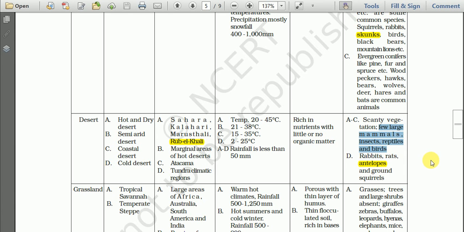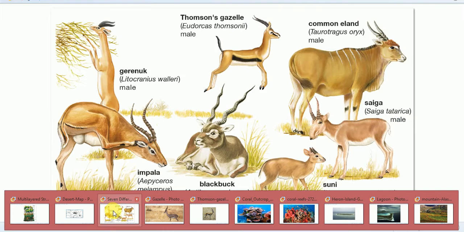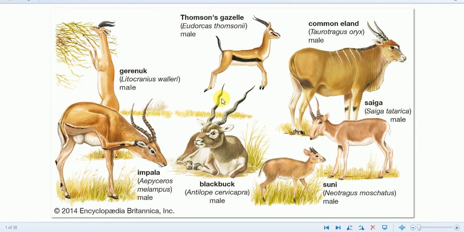And for the cold desert, important animals are rabbits, rats, antelope, then ground squirrels. Antelope actually refers to different groups of these deer. Here this picture shows 7 major types of antelopes. So these are 7 major types of antelopes.